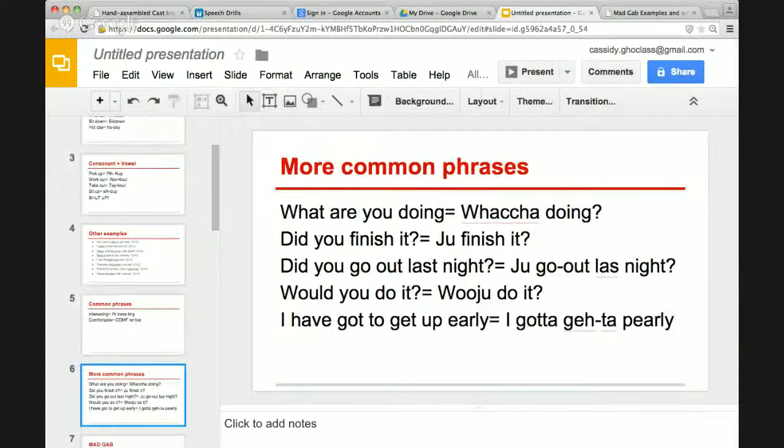Now we're going to practice some common phrases, and then we're going to play a game. So these common phrases are how I would speak to my friends. I try to put things the way that I would talk naturally to people I know or other native speakers. So what are you doing would be what you doing. Actually, not even with a G.